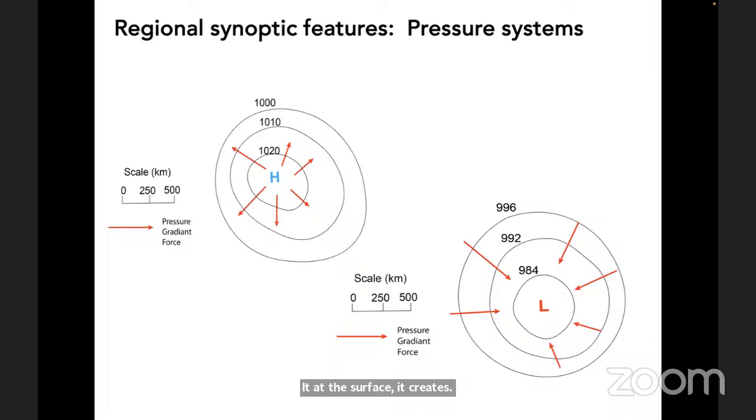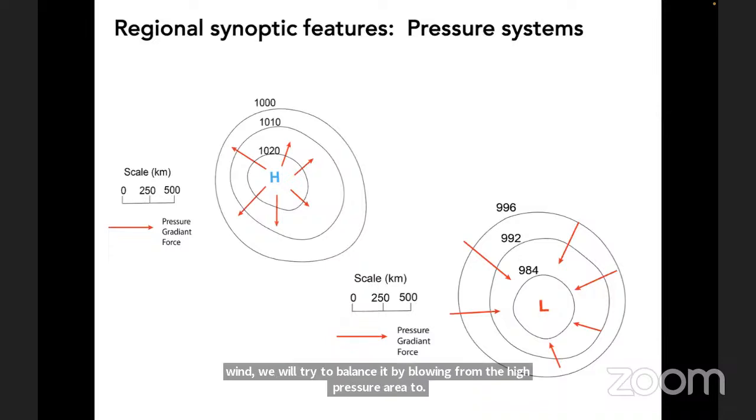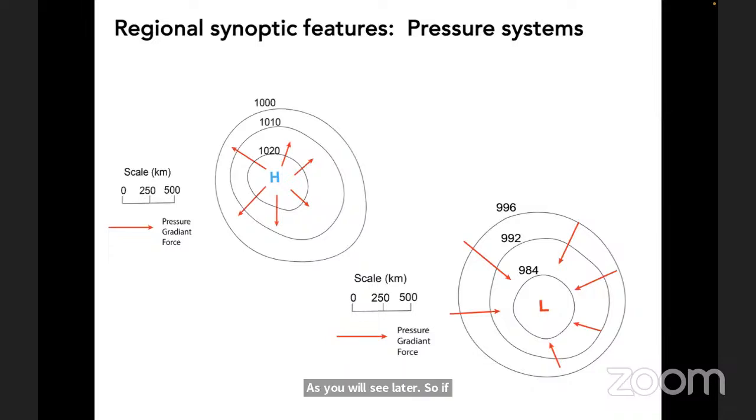Because air ascending up from the surface creates a low pressure area. There are areas where air will be descending down, so a lot of air coming down, that creates a high pressure area. Like I said the other day, things in nature go from high pressure to low pressure. So if you have a high mass of air in one place and low mass of air in another place, the wind will try to balance it by blowing from the high pressure area to the low pressure area.